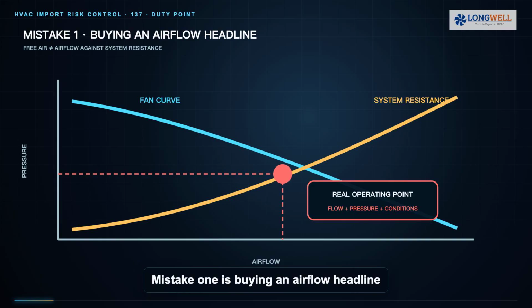Mistake 1 is buying an airflow headline instead of a defined duty point. Free air volume is not the same as airflow against resistance. A fan selected at the wrong pressure can move too little air, create unwanted noise, overload the drive, or miss the system target even when the catalog number looks impressive.